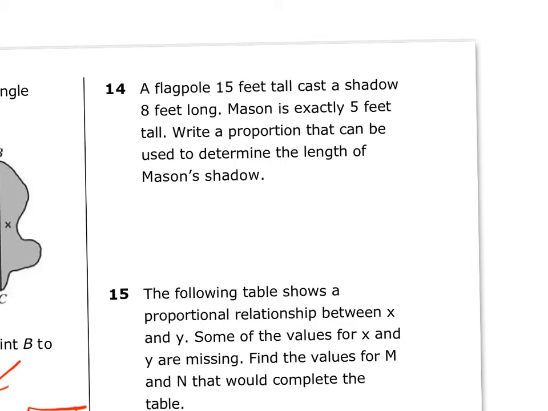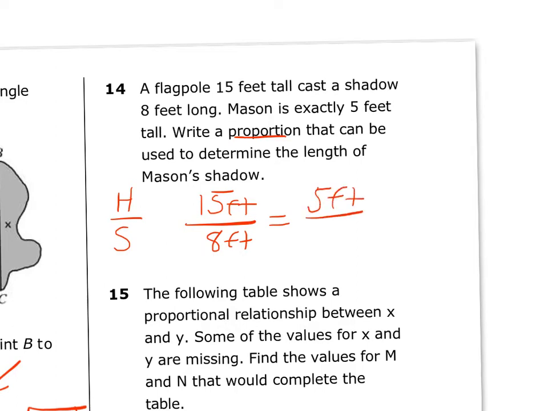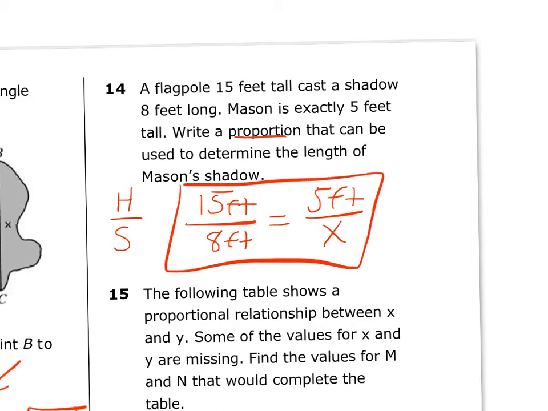Now, it wants us to make a proportion. In a proportion, we compare two things. In this case, we're comparing the height to the shadow. All right? Well, on the flagpole, what was my height? 15. And what was my shadow? 8 feet. On Mason, what's my height? 5 feet. And what's my length? X. We don't know. That's our answer. You can stop there.